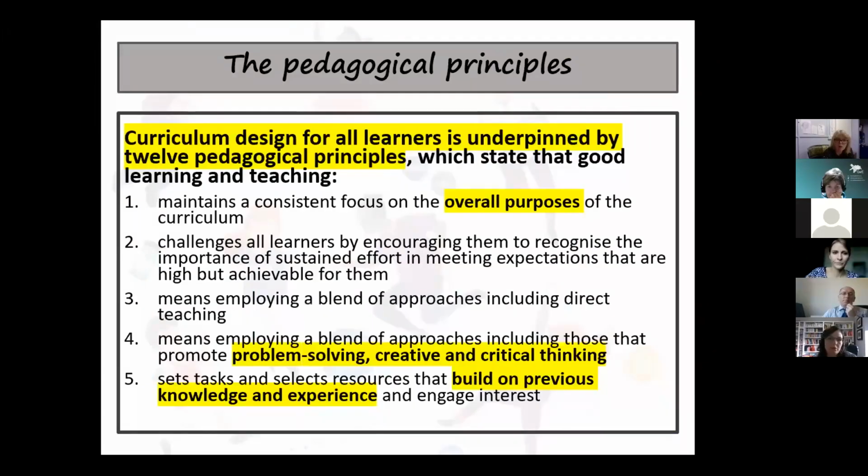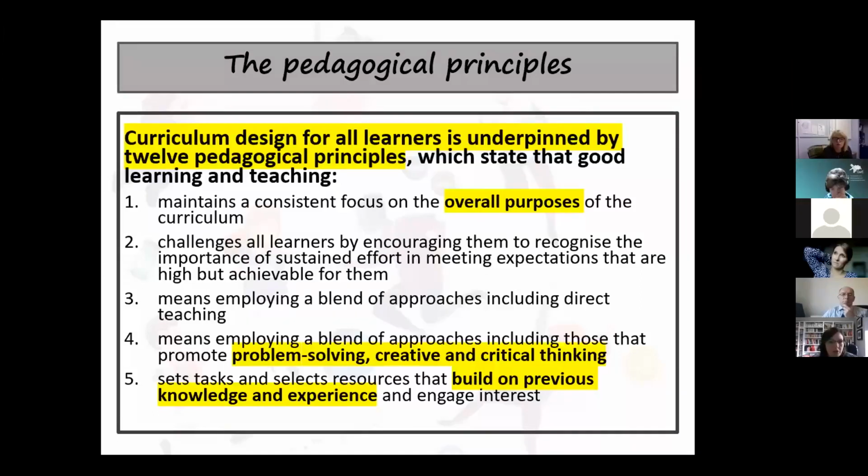We've also got to take on board different aspects of the curriculum framework. So here we've got the pedagogical principles. We need to start making the connections between the pedagogy and the curriculum design process. So if we look at that very first statement, curriculum design for all learners is underpinned by the 12 pedagogical principles. If you just have a look at the bits that I've highlighted in yellow, they're the ones that I'm going to hopefully try and focus on today.